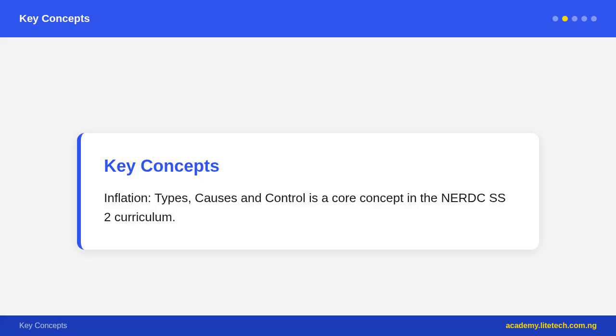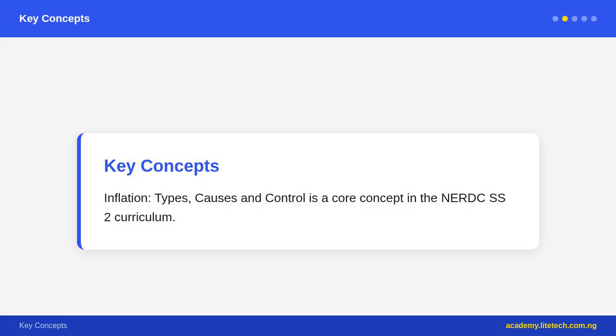On exports, inflation makes Nigerian goods more expensive in foreign markets, reducing export competitiveness, unless offset by naira depreciation. On the exchange rate, high inflation relative to trading partners puts downward pressure on the naira. Inflation is classified by its rate and by its cause.